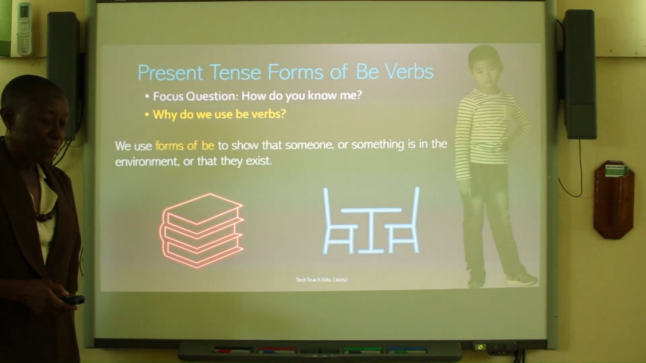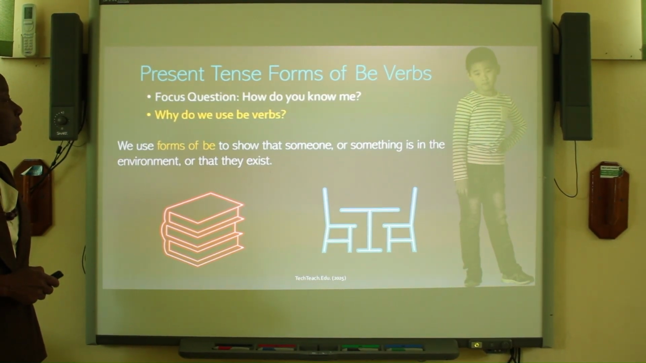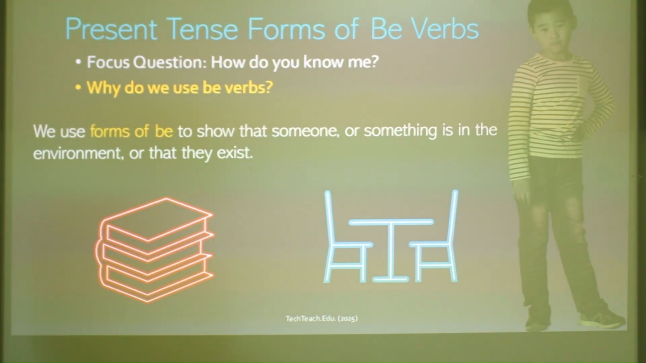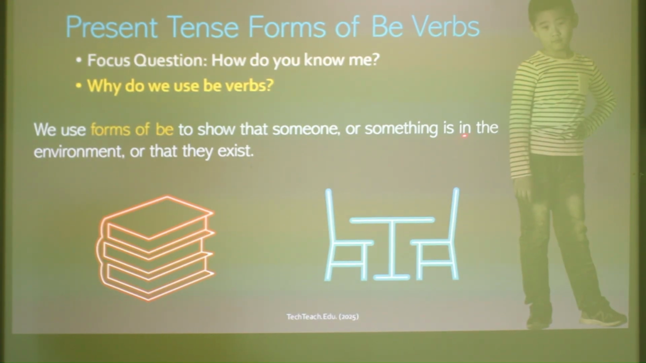Why do we use be verbs? We use forms of be to show that someone or something is in the environment or that they exist. For example, in a classroom, there are books in the classroom. The books are doing nothing. They have no life in them, but they are a part of the environment. Therefore, we use are to speak about them, no action involved.